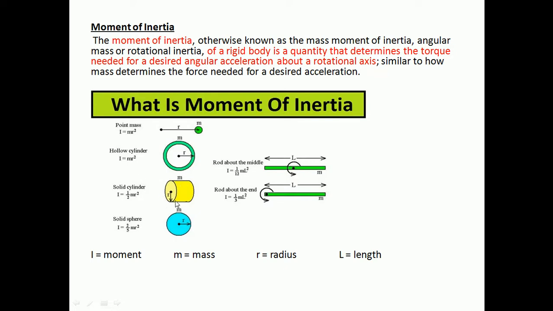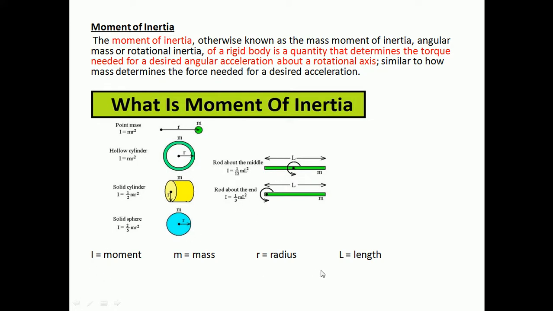In the case of the solid cylinder, the moment of inertia is calculated by half the mass multiplied by the radius square. And in the case of the solid sphere, the moment of inertia is calculated by 2 divided by 5 multiplied by the mass and then the radius square. These are the definitions, and here are also some formulas for the moment of inertia about the rod and the rod about the end. So these are the particular cases.